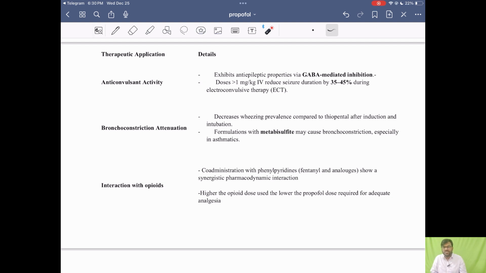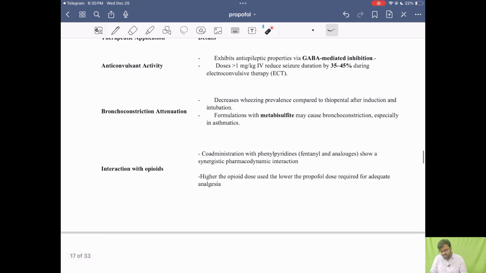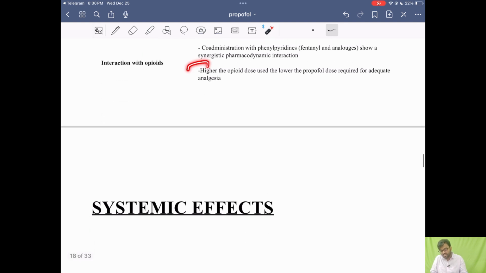But nowadays most of the preparation it is present. Okay, as we said, if you give it together with opioids, the dose of propofol reduces. Which opioids? Phenylpiperidines, fentanyl analogs. They have synergistic pharmacodynamic action. Higher the opioid dose used, lower the propofol dose required for adequate analgesia.